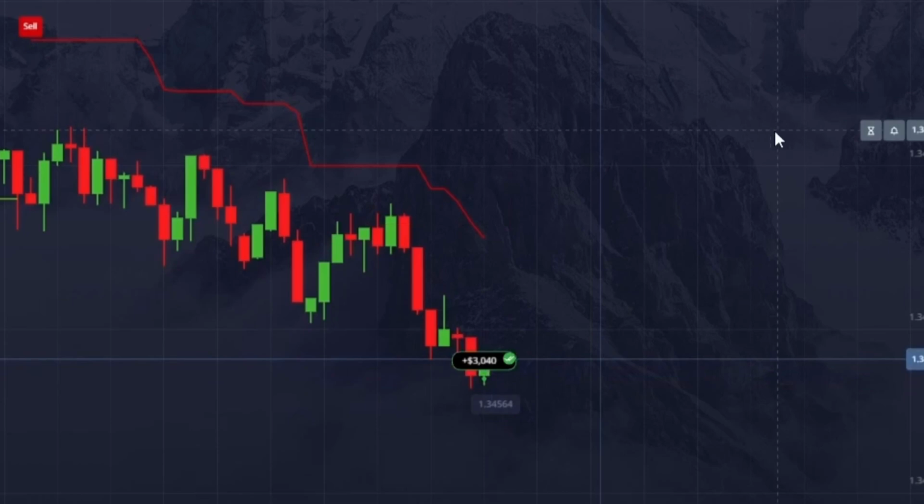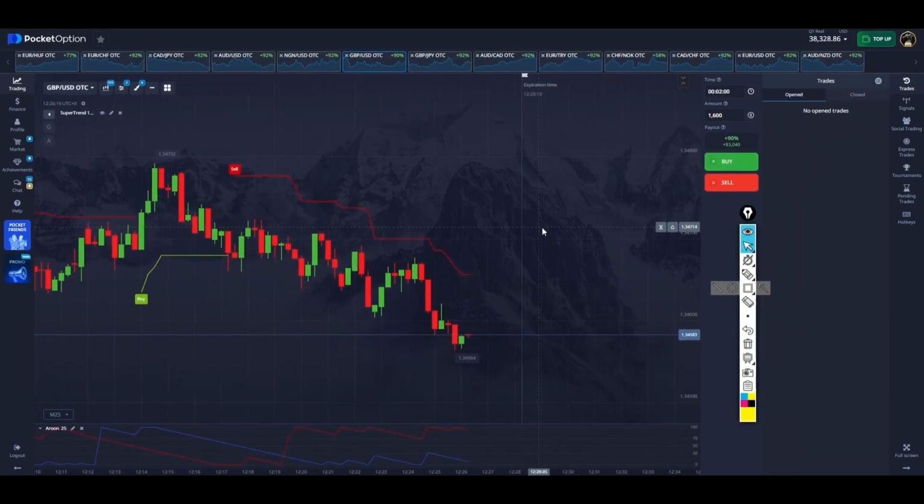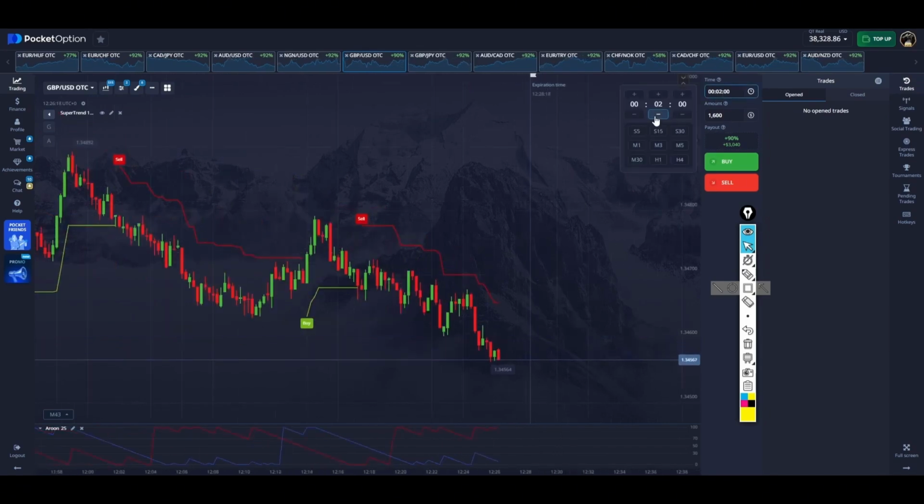That was an excellent trade. The hedge worked out and brought me a profit. Now we can move forward. Let's look for another interesting setup.